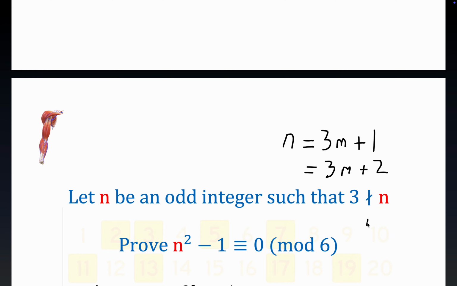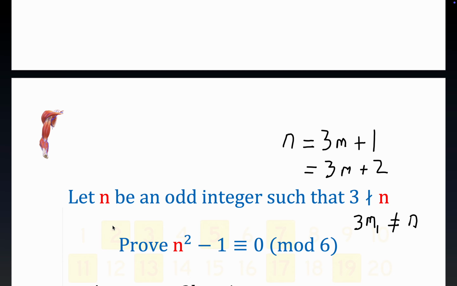Another way of saying this is that, let me just call it m sub 1 here, n is not equal to some multiple of 3, right? There's another way of saying this, but this characterizes it also, okay?